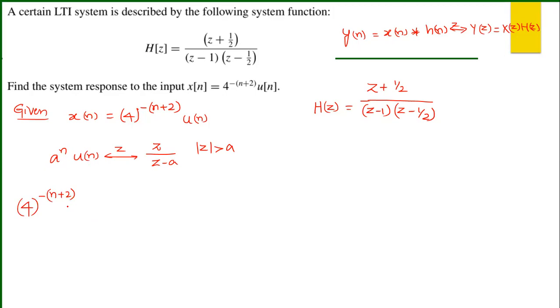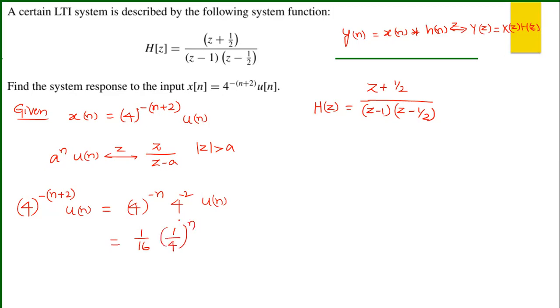You carefully need to write this one. What can we write? 4 power minus n into 4 square into u of n. Is it right? Now 4 power minus 2 is nothing but 1 by 16, since 4 square is 16. And 4 power minus n, I can write it as 1 by 4 whole power n.